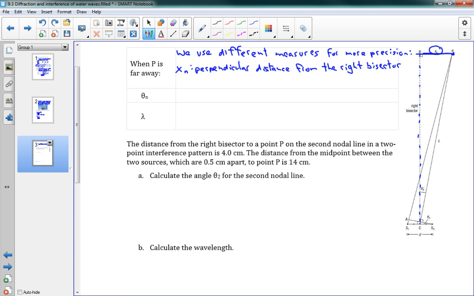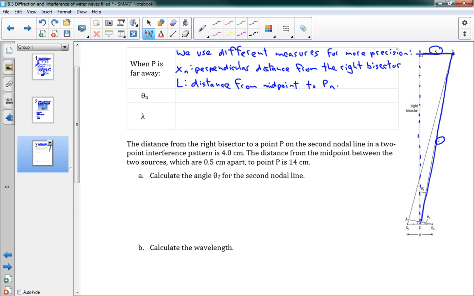And the other measure that we take is L, which is the distance from the midpoint between the sources to P of n. So we're going from the midpoint between the two sources, that's C on this diagram, and we go along this line all the way up to P, and we get the length L. So we use those two measures.